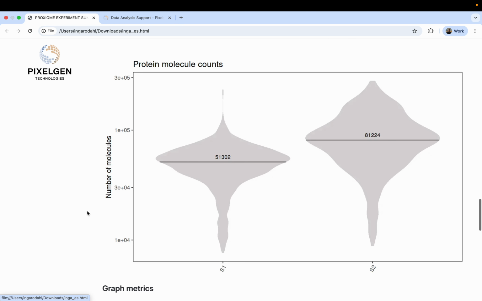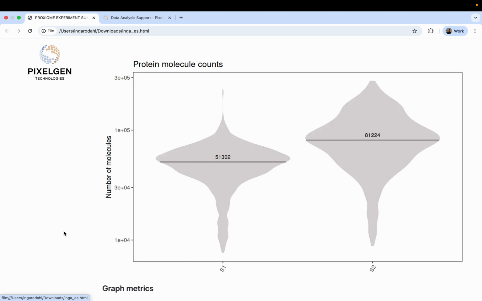We do, however, have a minimum median number of molecules per cell, which is at least 20,000. We see that both of our samples are well above that number. And also in this plot we see that the second sample, which is the stimulated cells, has a lot higher number of proteins per cell compared to the unstimulated. This would make sense if the immune cells are activated and start to upregulate a variety of different markers.